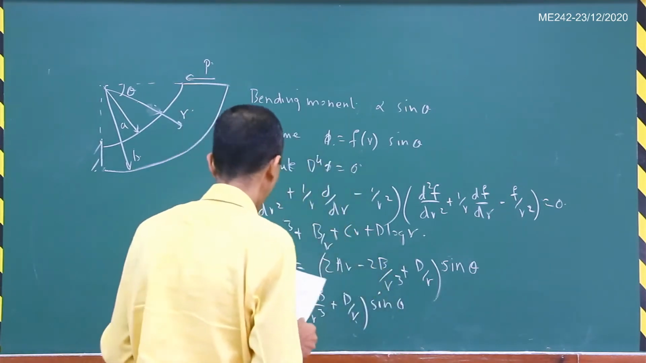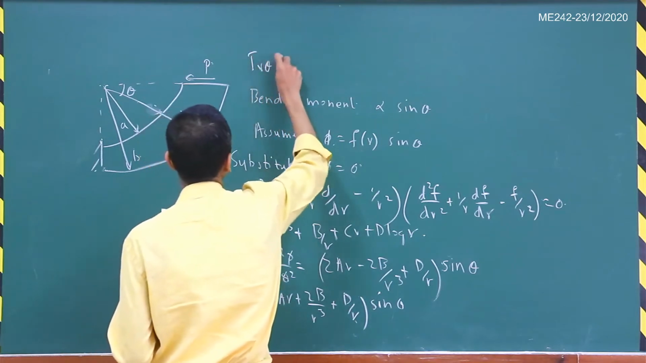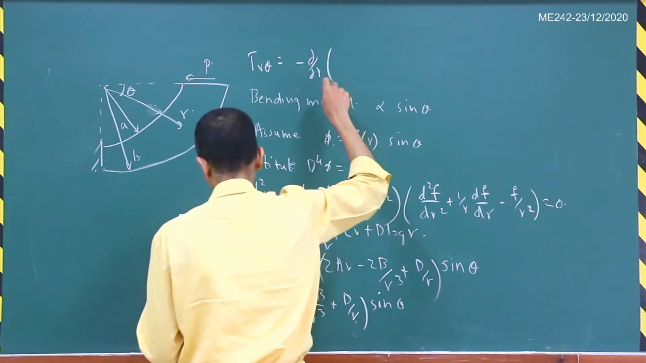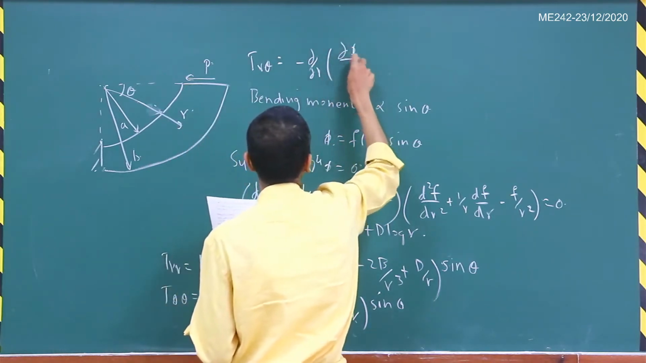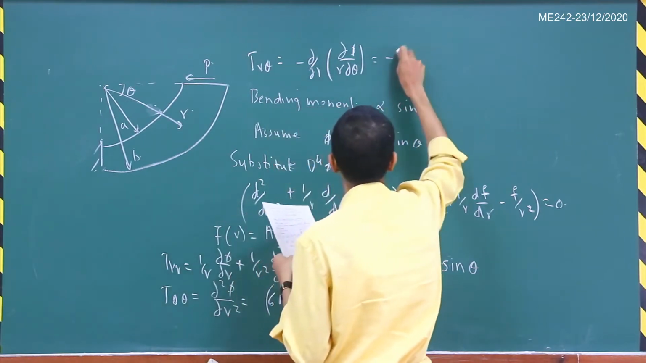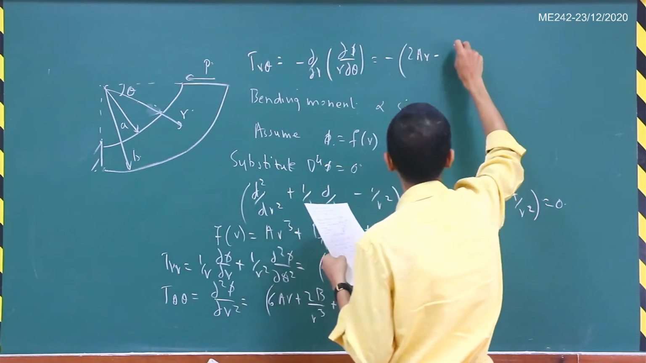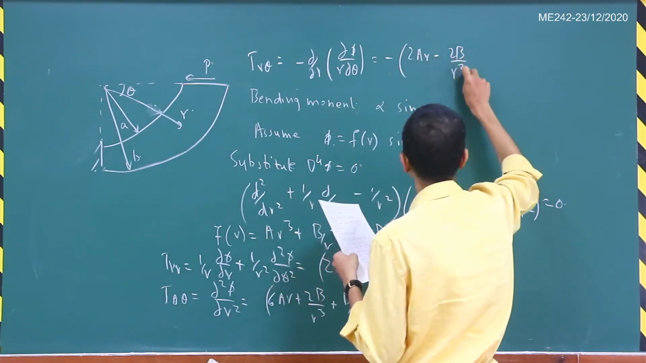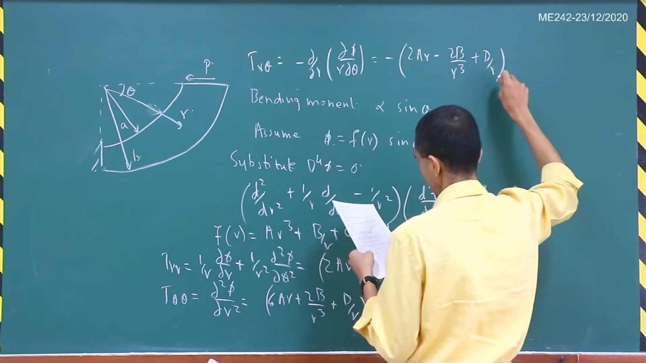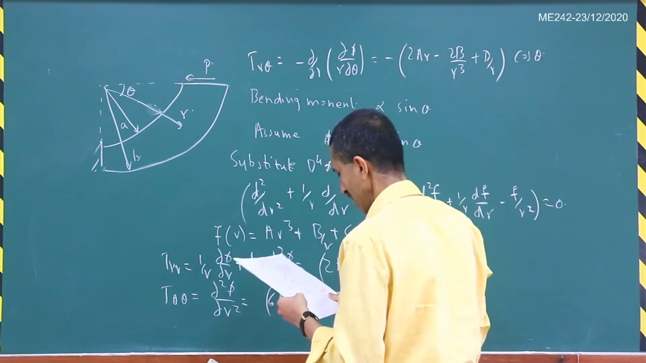And tau r theta also we can find. So that is tau r theta is equal to minus del by del r of del phi by r del theta. So that is equal to minus 2 A r minus 2B by r cube plus D by r times cos of theta. So that is tau r theta.